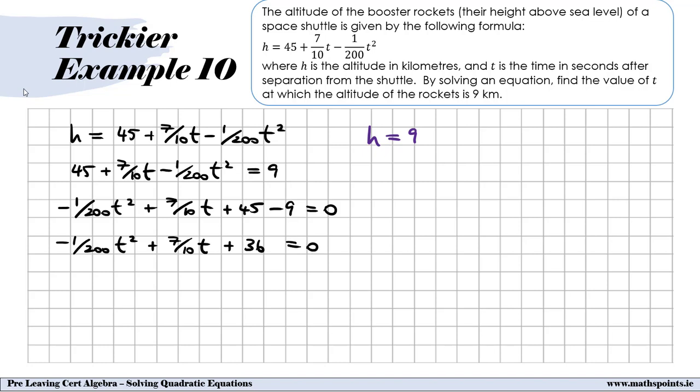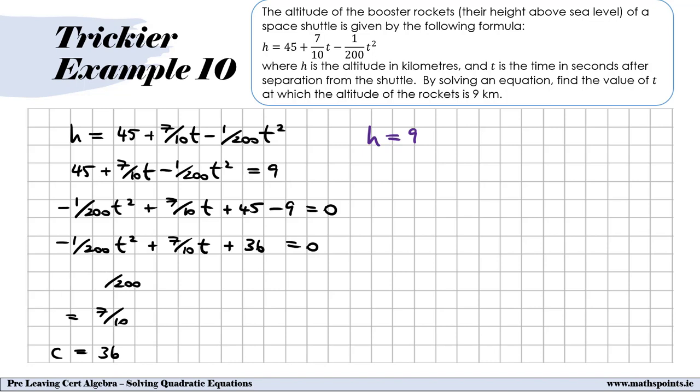If we wanted, we could launch into the minus b formula with a being minus 1 over 200, b equal to 7 over 10, and c equal to 36. So if we sub these fractions into the minus b formula, we should get down to 2 integer solutions. And most people would probably try that method initially because the factorization looks very difficult. We're going to give the factorization a go by altering the equation.